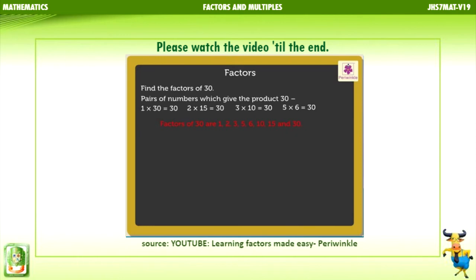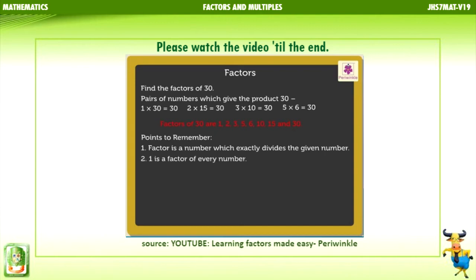Now, look at these factors and remember these points. 1. A factor of a number exactly divides that number. 2. 1 is a factor of every number. 3. Every number is a factor of itself.